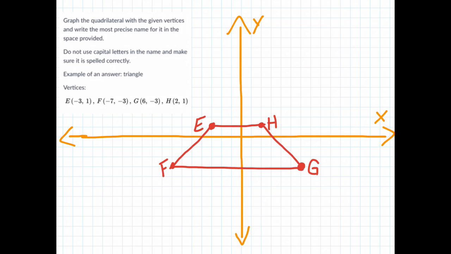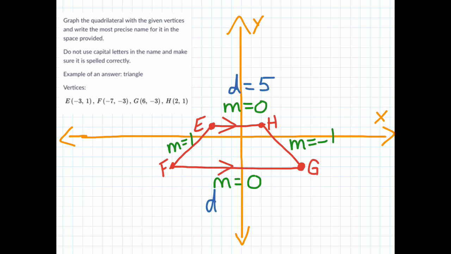So EH and FG are both horizontal lines, and all horizontal lines have a slope of 0, so EH and FG are in fact parallel, so this is so far looking like it's a trapezoid. For the left and the right, we have a slope of 1 and -1, which is certainly not the same thing, so those are not parallel. So I would so far say this is definitely a trapezoid. For EH and for FG, I found the distance between each of the 2 points simply by counting the boxes because these are horizontal lines.